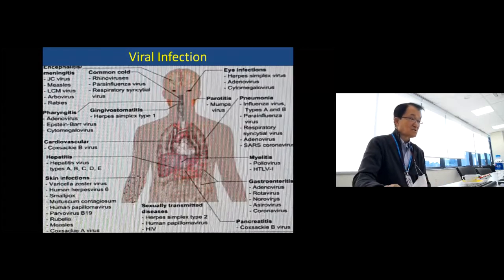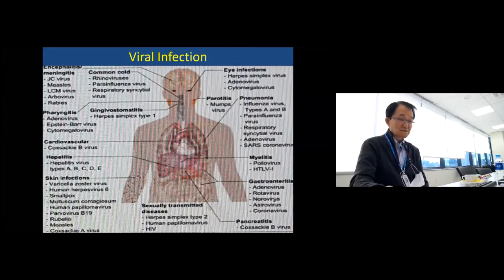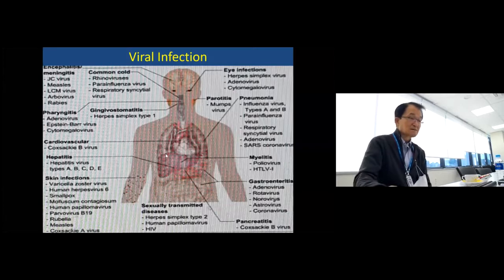And viral infection also occurs in every organ system: brain encephalitis, meningitis, all different kinds of viruses. The common cold is a rhinovirus, and then pharyngitis. In the cardiovascular system, Coxsackie virus; in the liver, hepatitis virus A, B, C, D, E, lots of different kinds of virus. In the skin and eyes, also herpes, often in the eyes; pneumonia, influenza virus, pneumonia in the lungs, then SARS. Myelitis also, and gastroenteritis, they know all the things. Pancreatitis, also Coxsackie B virus. So every organ system can be infected by a virus.